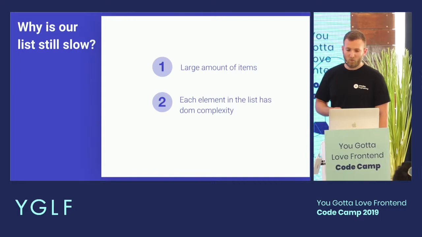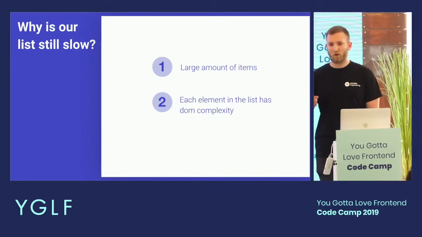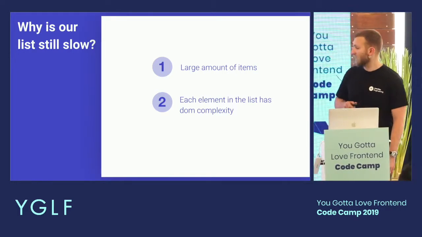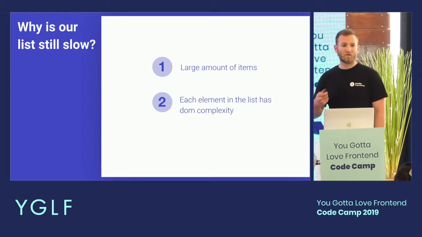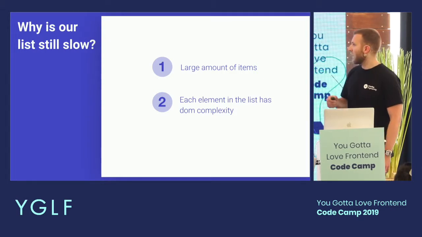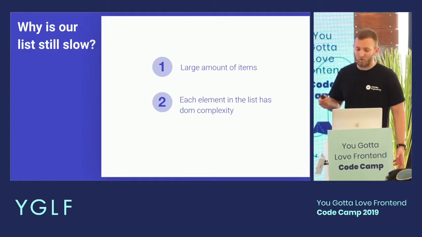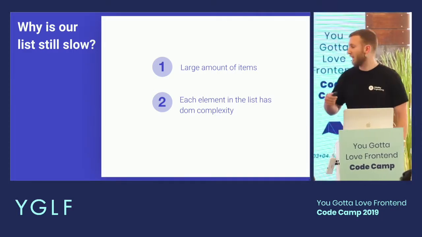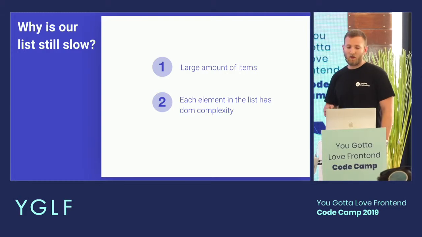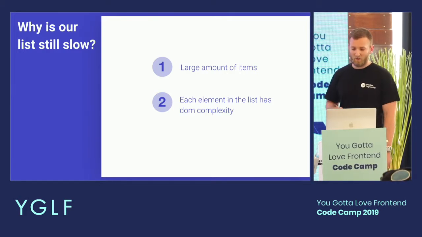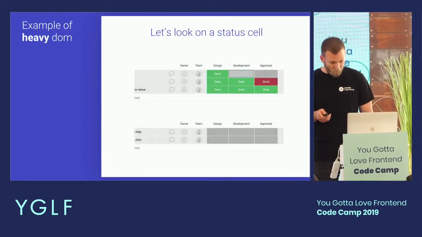And why was it slow? Because of 2 major issues. The first one is that we have a lot of elements in the list. As Lior showed, we have a lot of elements. Each row can contain a lot of complexity, and these are the main issues.